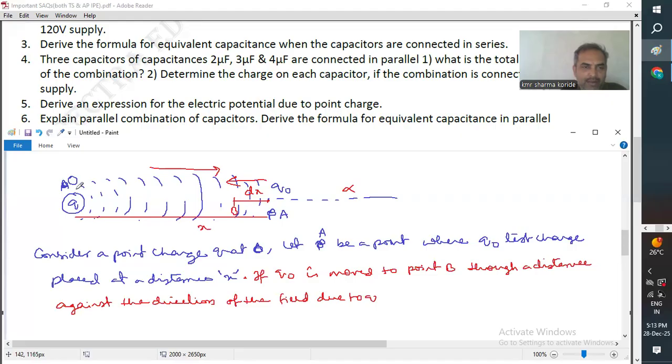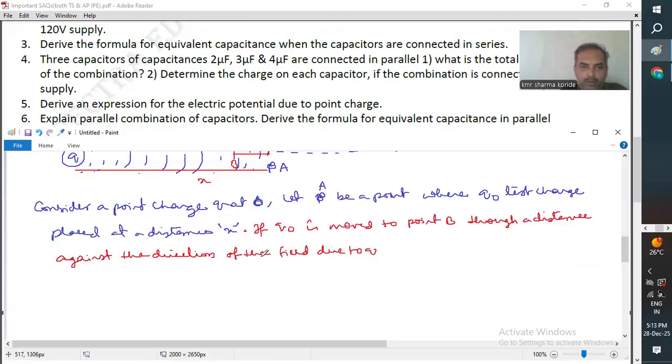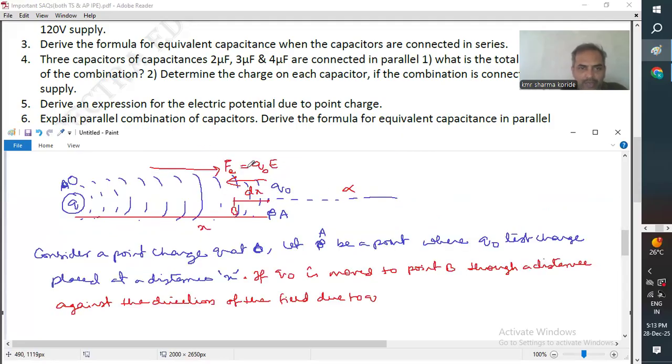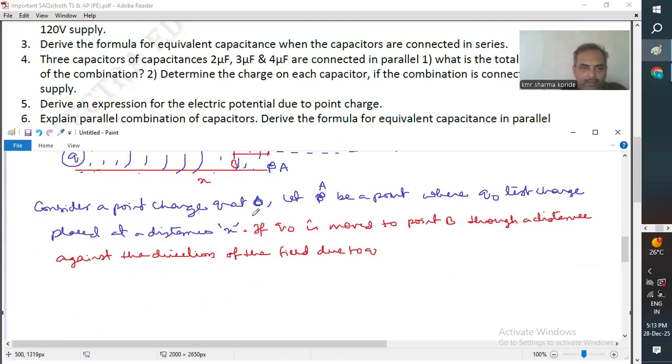In general the field starts at the positive charge and goes to infinity. So this is the direction of the field and the direction of the force. So force can be written as Q naught into E. Now, work done by a variable force, because as you decrease the distance, the force also increases. So this is a perfect example of work done by a variable force.